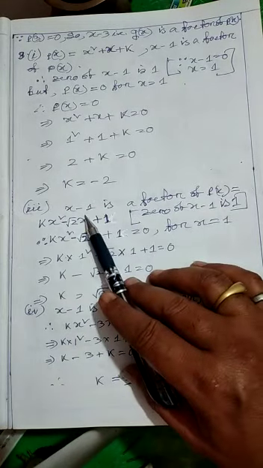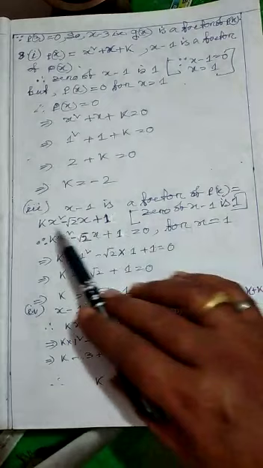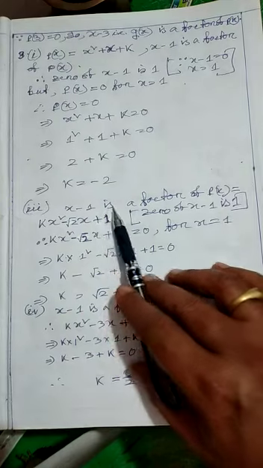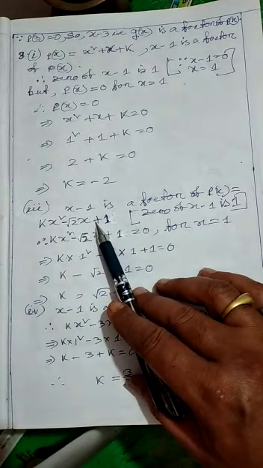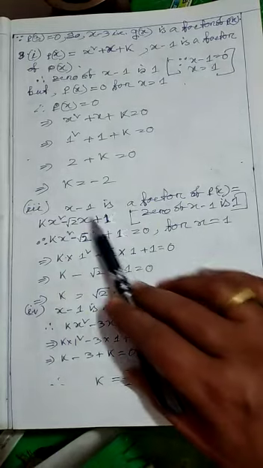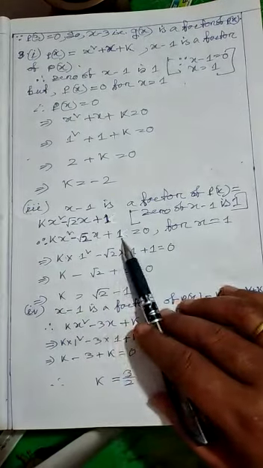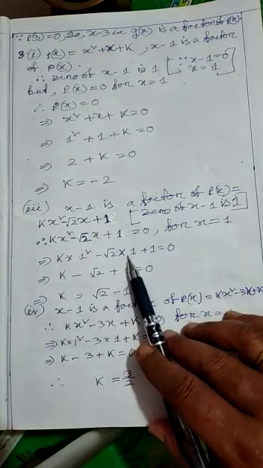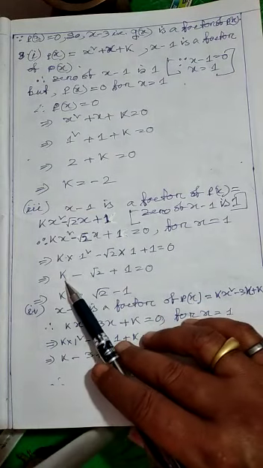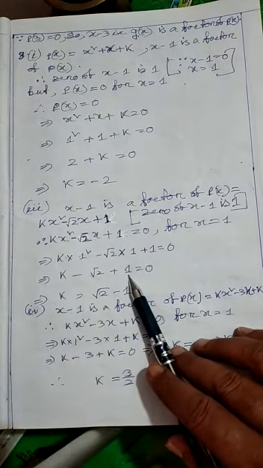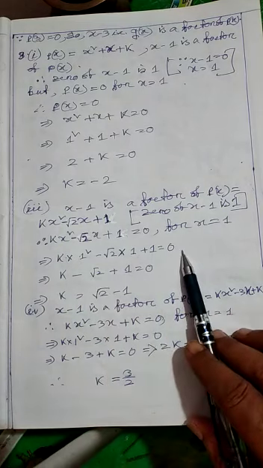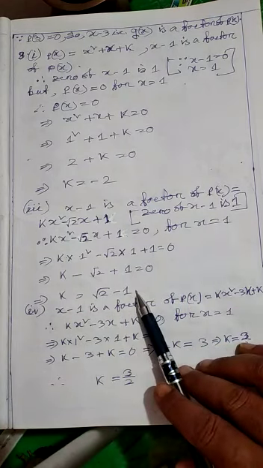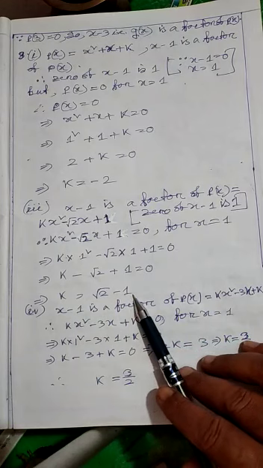Now again question number 3: x minus 1 is a factor of p(x) equal to kx square minus root 2 x plus 1. Given in the question, this is a factor, so the polynomial becomes 0 for x equal 1. So put x equal 1: k into 1 square minus root 2 into 1 plus 1 equals 0. So k minus root 2 plus 1 equals 0. Bringing minus root 2 and plus 1 to the right hand side, k equals root 2 minus 1. Therefore the value of k equals root 2 minus 1.